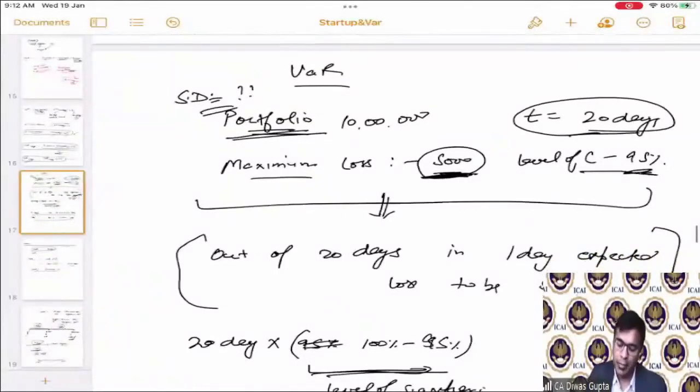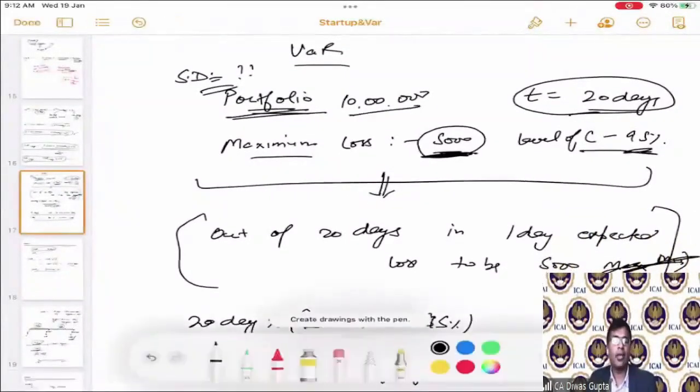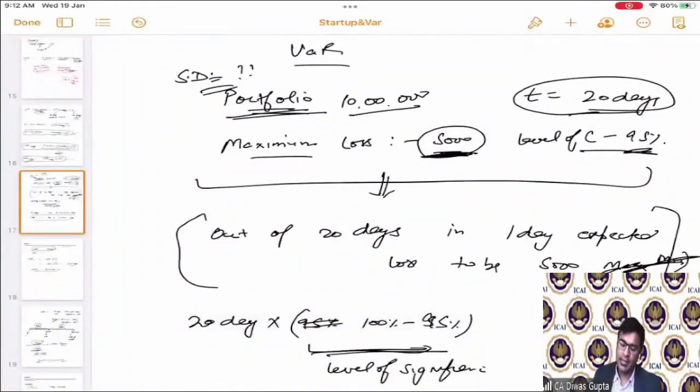So we said that portfolio value is 10 lakhs. Maximum loss is 5,000 for a time horizon of 20 days. Correct. So there are two ways to interpret it. I'm not talking about the level of significance, I'm talking about level of confidence itself. One is that within the next 20 days, the maximum loss that can happen to us is 5,000, and the probability of that is 95%. Simple. That is the normal way that all of us will agree, correct?